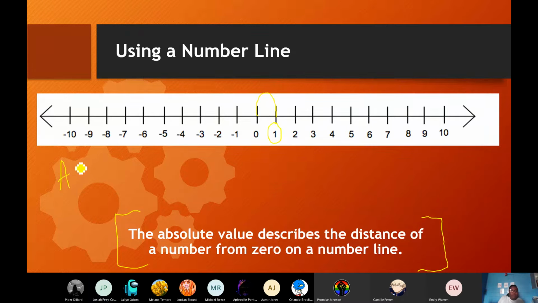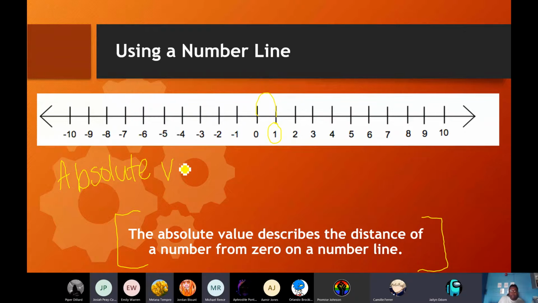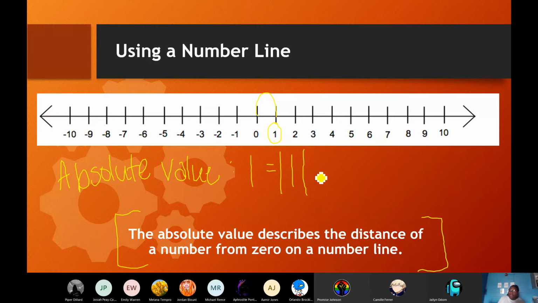So the absolute value, can you guys see that yellow writing? Yes, ma'am. So the absolute value of 1 is 1. And we put those signs here on the side, and this tells us the absolute value of 1. What this is actually telling us is how far 1 is away from 0 on the number line.